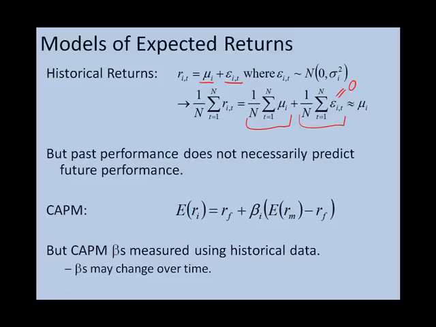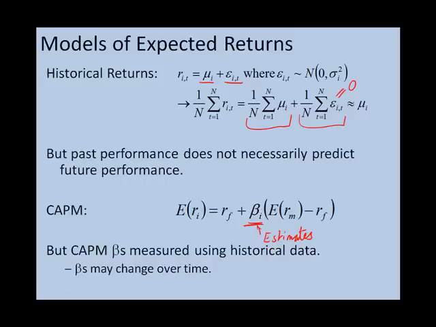The second approach we adopted was the CAPM. CAPM predicts that expected returns are equal to the risk-free rate plus beta times the expected market risk premium. But the betas that we use in our formula are estimates, and the estimates are based on historical data. But the betas may change over time, and so using historical estimates of beta may not be a good measure of future expected returns.